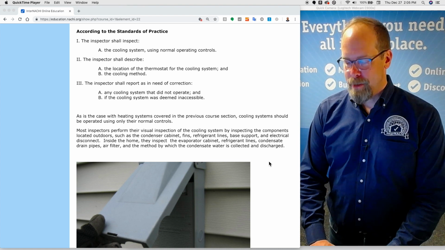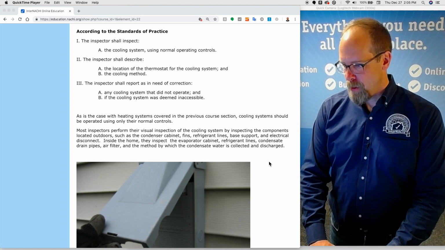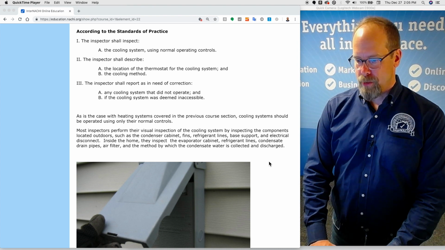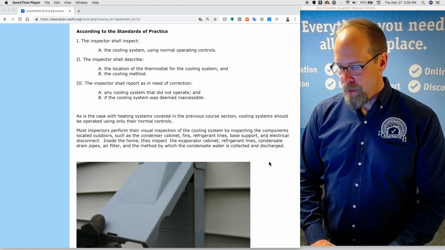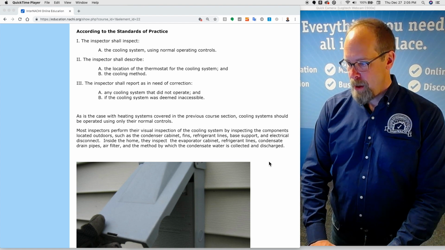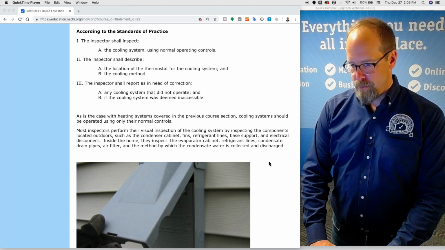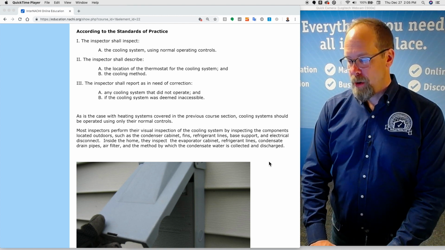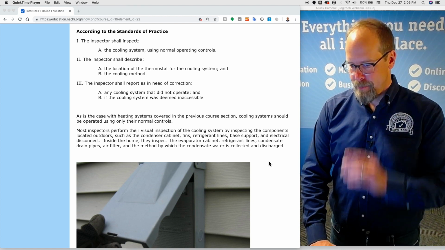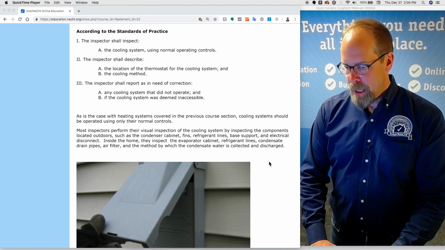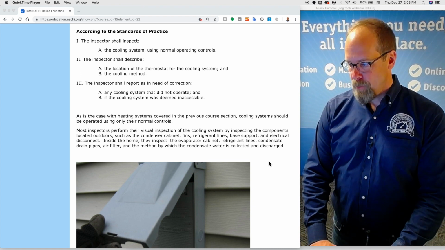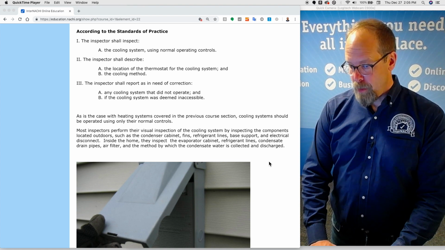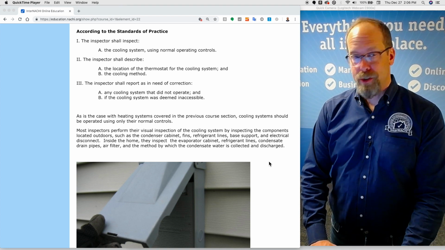As is the case with heating systems, covered in the previous section of the course, cooling systems should be operated using only their normal operating controls. Most home inspectors perform their visual inspection of the cooling system by inspecting the components located outdoors, such as the condenser cabinet, fins, refrigerant lines, the support of the base, and electrical disconnect. Inside the homes, a home inspector inspects the evaporator cabinet, refrigerant lines, condensate drain pipes, air filter, and the method by which the condensate water is collected and discharged.